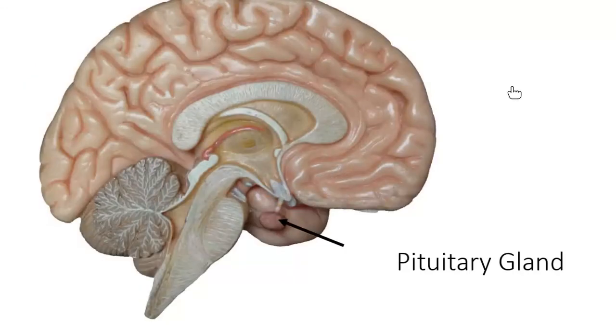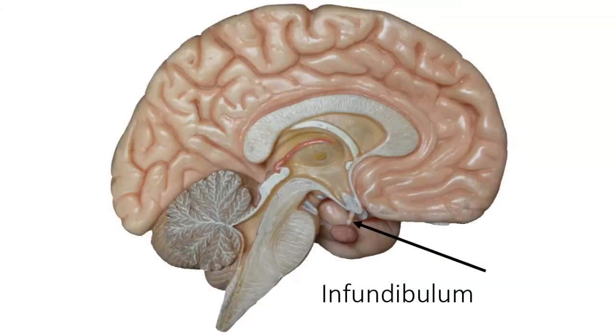The pituitary gland is part of the endocrine system, and that's the gland that sits in the sella turcica. So the pituitary gland is connected to the hypothalamus. You can't really see it on this model, but here's the hypothalamus. Here's the pituitary gland. It's connected by this little thing here. It's known as the infundibulum. That's the structure that connects the hypothalamus to the pituitary gland.